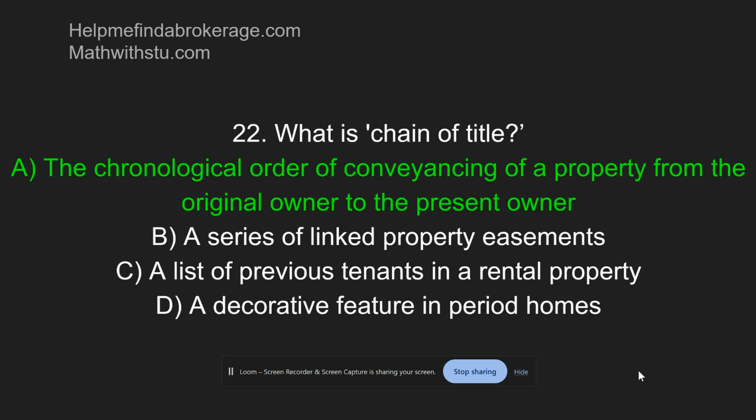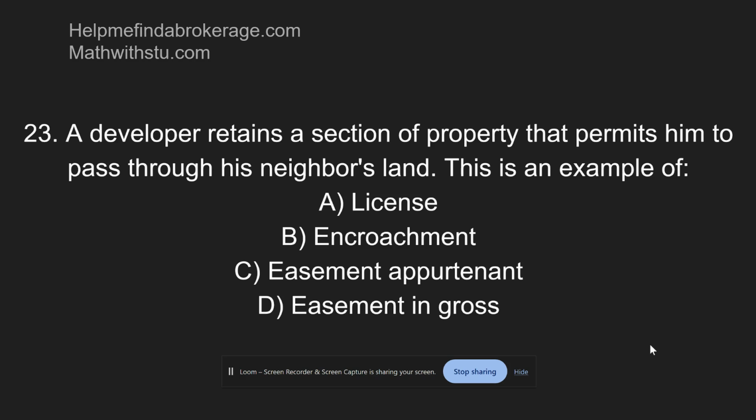Okay. So let's look at the next one. We're on 23. This one says a developer retains a section of the property that permits him to pass through his neighbor's land. This is an example of a license, an encroachment, an easement appurtenant, or an easement in gross. So what say you? What say you on this one?